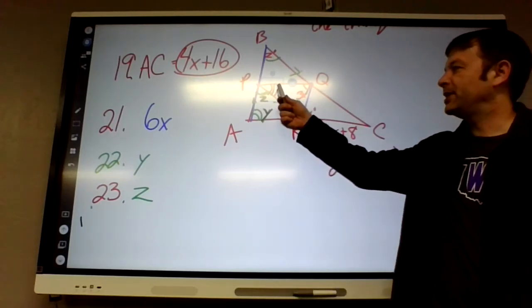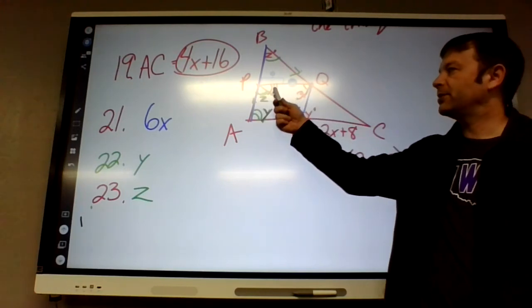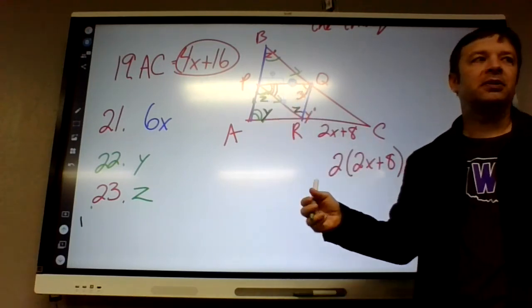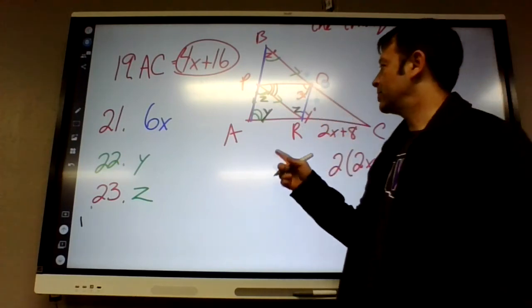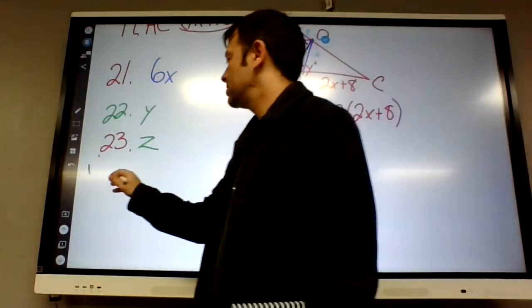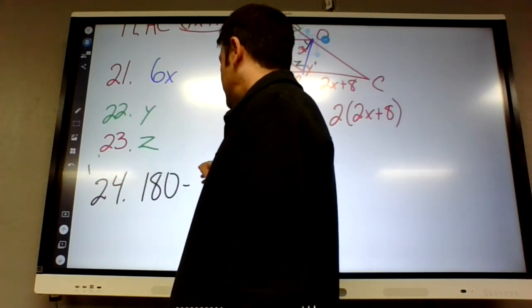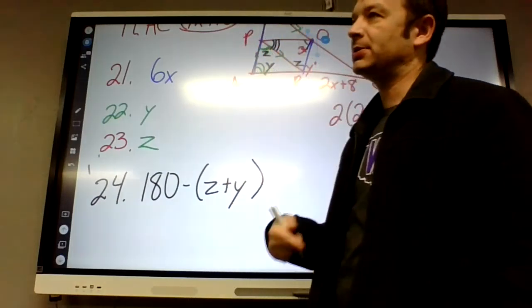What do I know about these three angles together? They add up to 180 because they make a triangle. So if I knew these two angles, how would I find the third one? I could do 180 minus these two. So you could say 180 minus (Z plus Y) with parentheses, or you could say 180 minus Z minus Y.